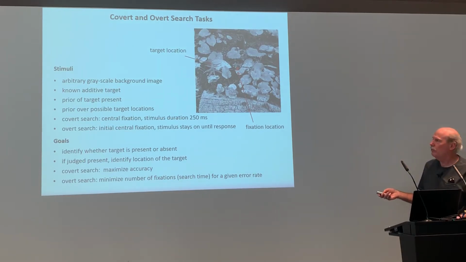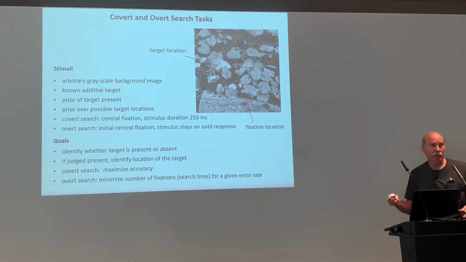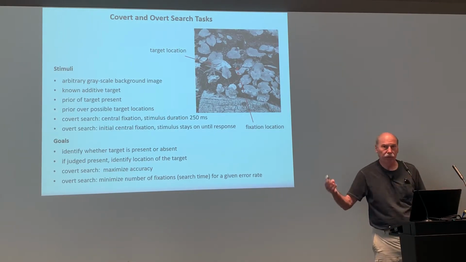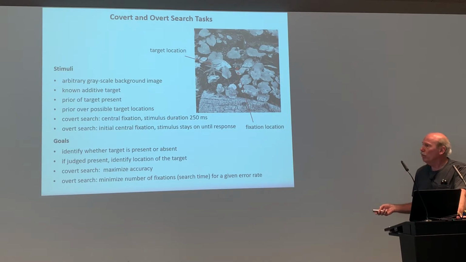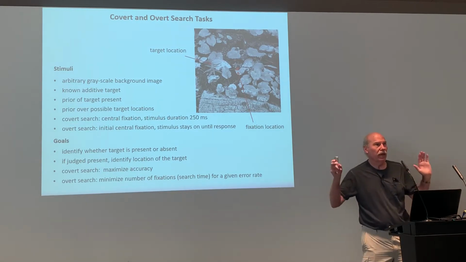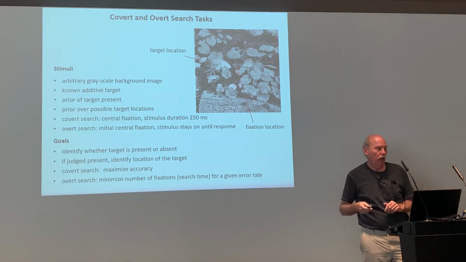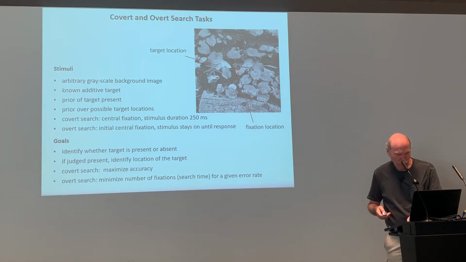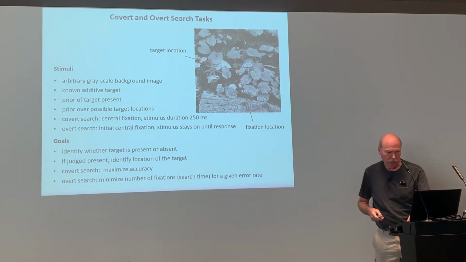The goals or cost functions in this are to identify whether the target's present or absent, and if it is present, indicate where the target's located. In the covert task, it's just to maximize accuracy. Just be as accurate as you can. In the overt search task, it's to minimize the number of fixations for a given error rate for finding the target. So that's kind of the constraint, but it's still a pretty big range of behavior. Obviously you could generalize this in the future, but that's where we're at.